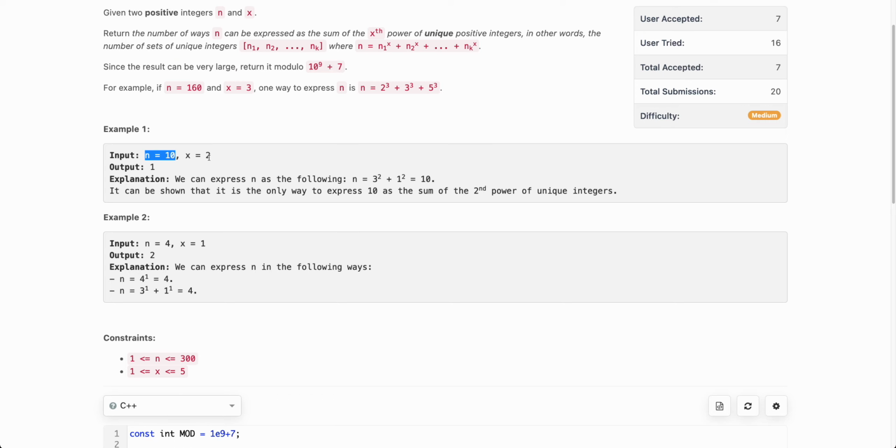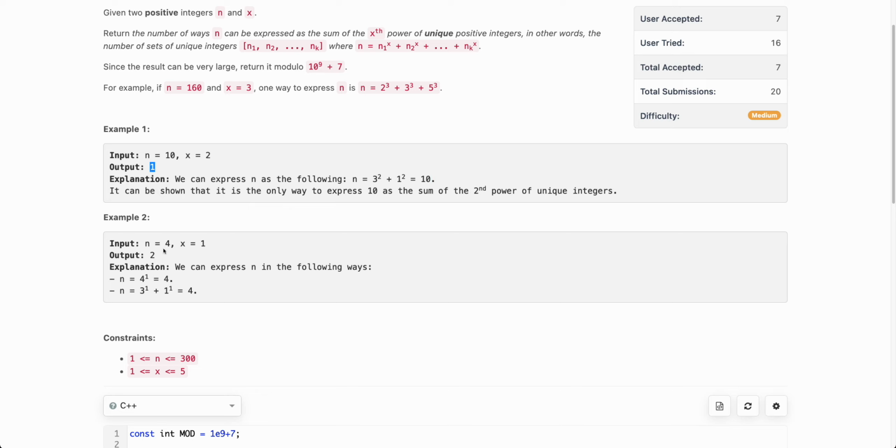Now, let's take an example. Let's say n is 10 and x is 2. It means you have to figure out the number of ways in which you can get a sum of 10 by summing up some squares, right? So there's only one possible way, which is summing up 3 square plus 1 square, and that will give you 10. Because there's just one possible way in which you can sum up some squares to get 10, the answer here is 1.